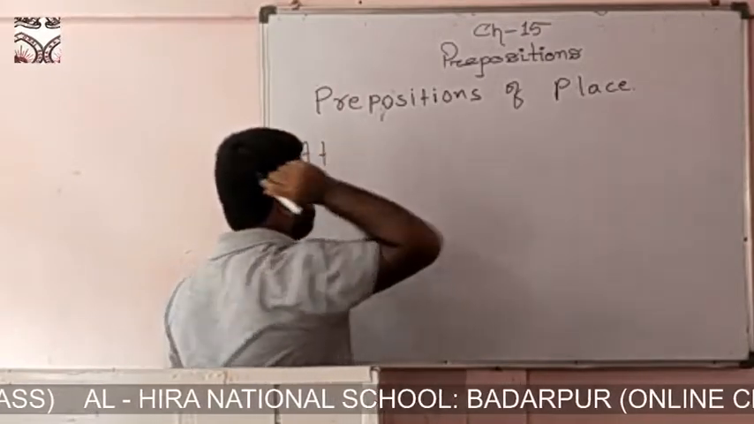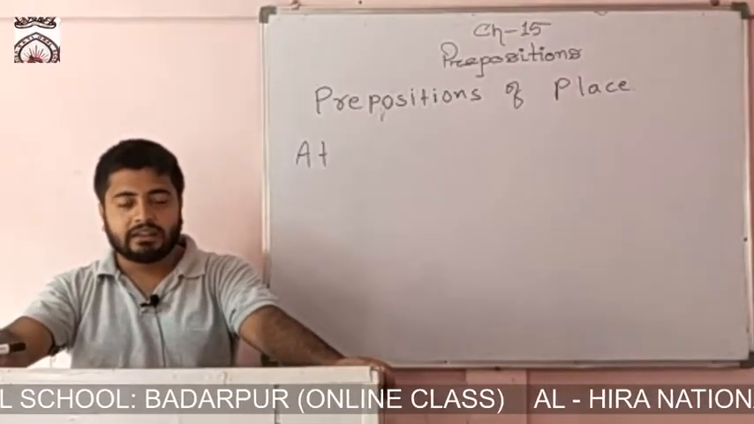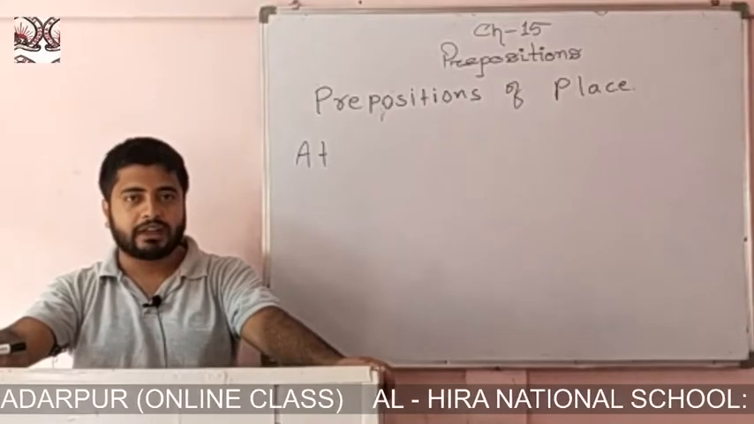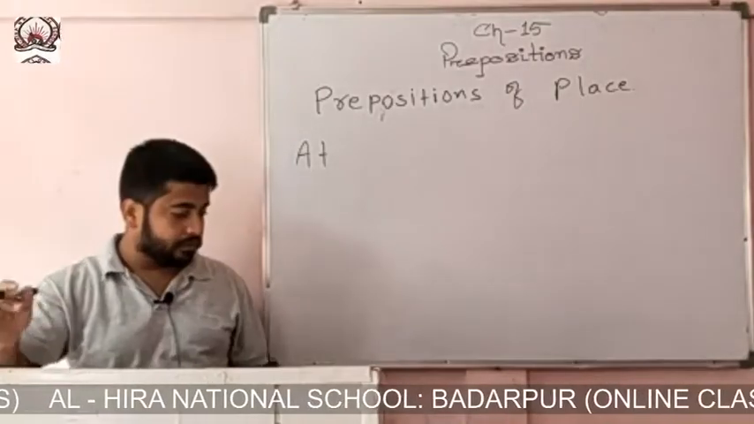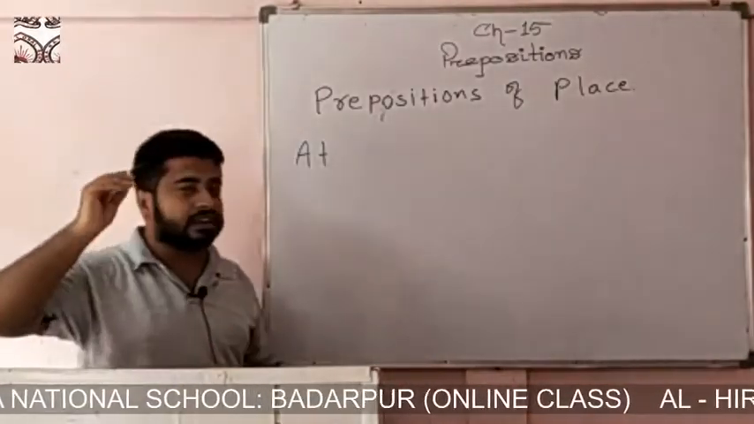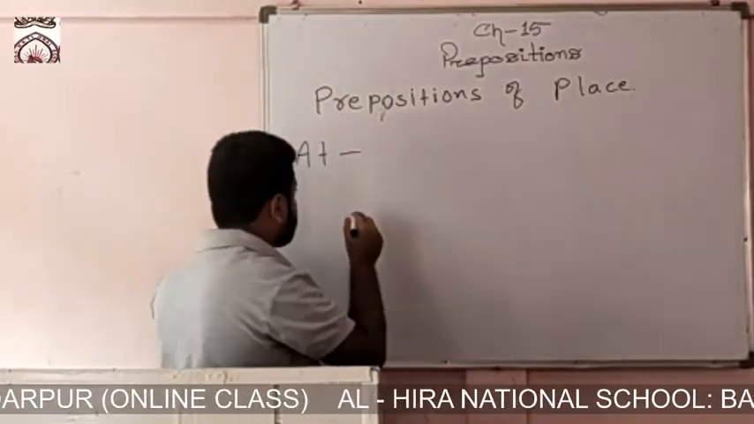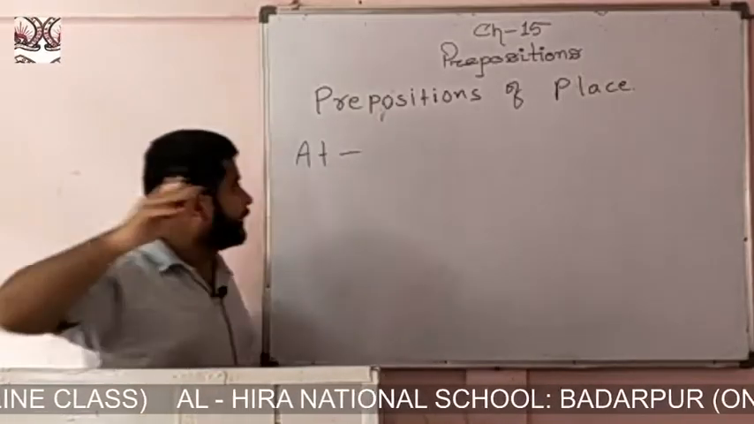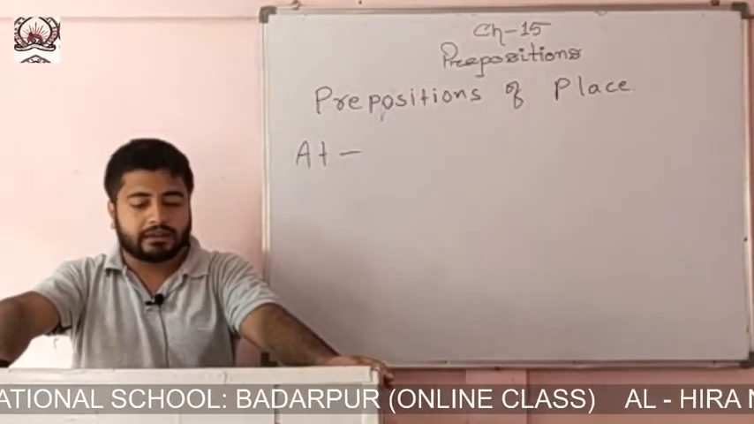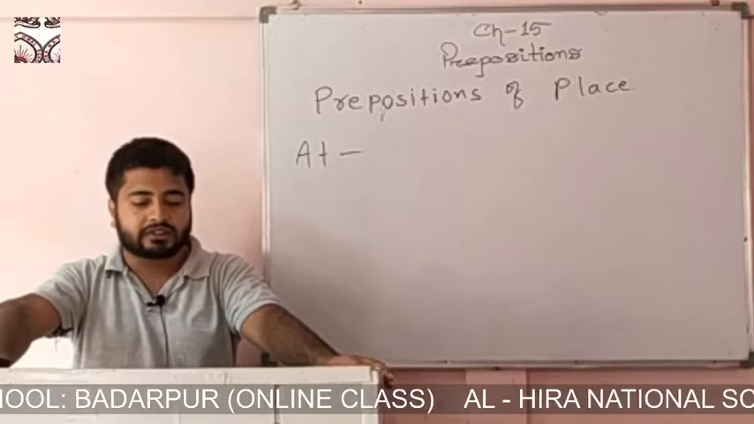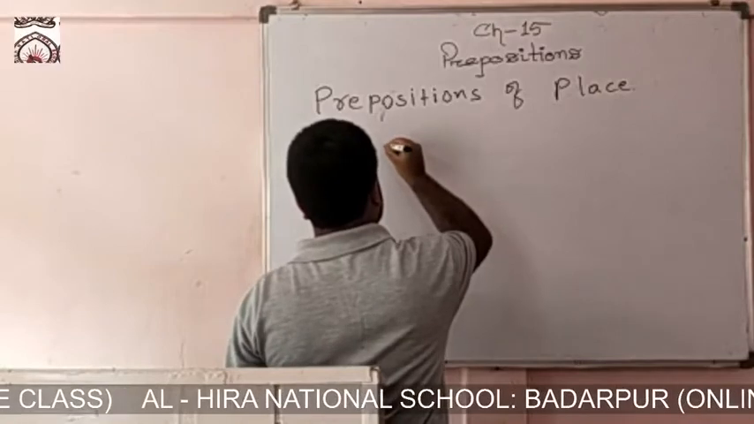Where to use at? It is used to describe a certain point. We describe a certain point with at. So once again I am repeating the definition of where to use at. It is used to describe a certain point. For example, let's practice one or two examples.